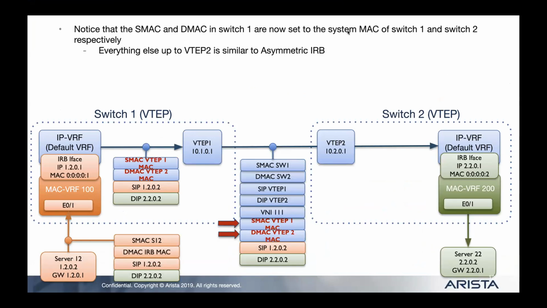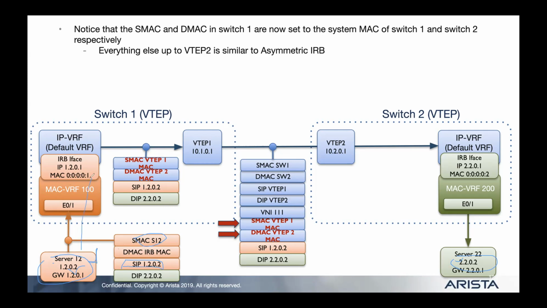So this is the overall packet, right? It covers everything. This is a recap of what we discussed before. When you ping from server 12 to 22, the source IP is this IP, and the destination is the destination server 22 IP. The source MAC is S12's own MAC, and the destination MAC is the gateway MAC.